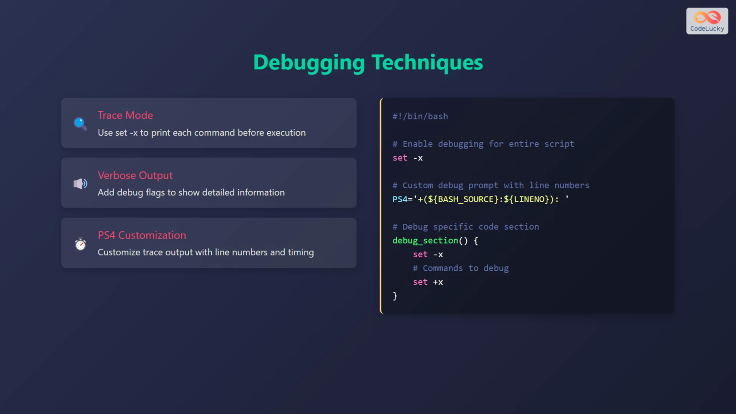In the example, set -x enables debugging for the entire script. The PS4 variable is customized to include the source file and line number in the debug output. The debugSection function demonstrates how to enable and disable debugging for specific code sections.